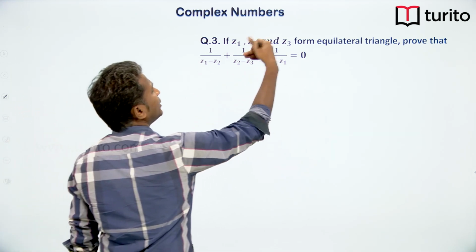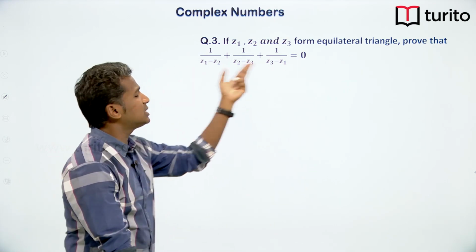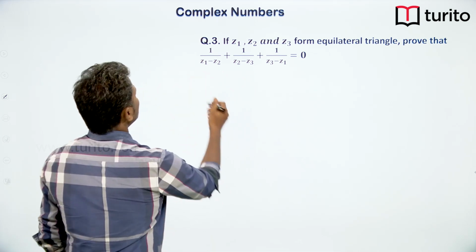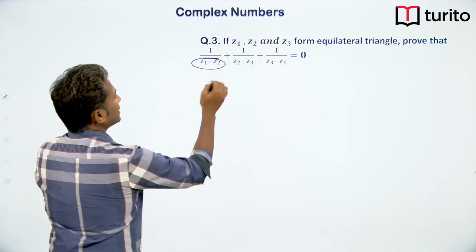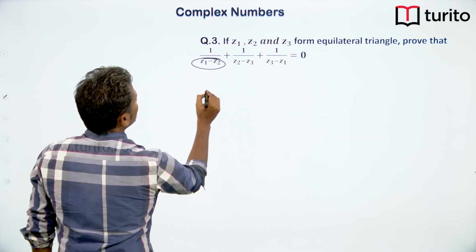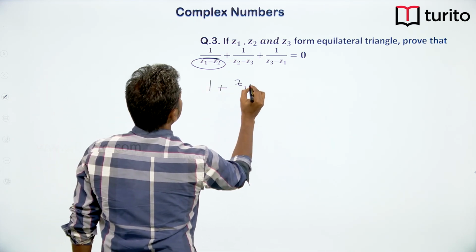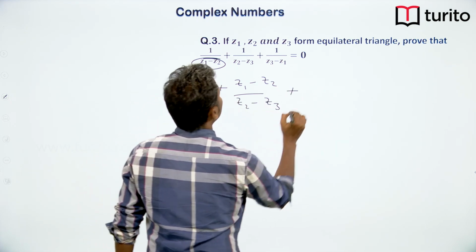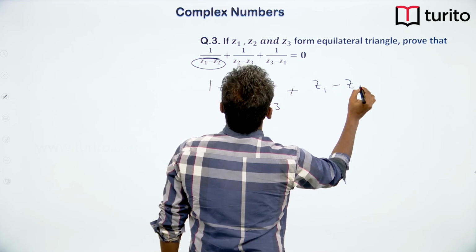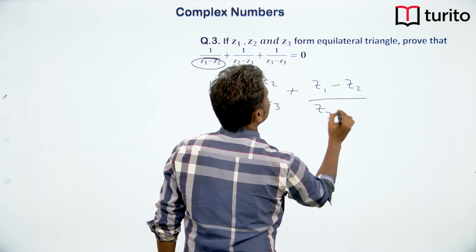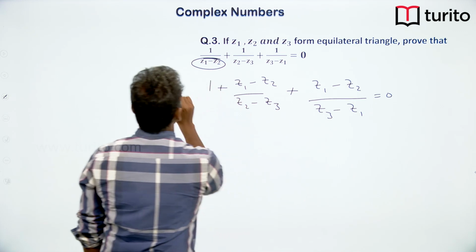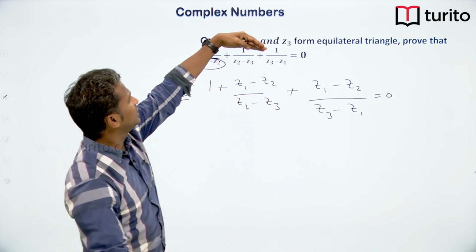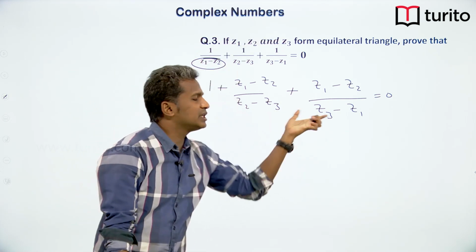Before we proceed, we have to convert these terms into the rotation form. How do we convert these into the rotation form? Let us say I take this first factor common, then I will get something like 1 plus z1 minus z2 by z2 minus z3 plus z1 minus z2 by z3 minus z1. We have to prove this. TPT, this means to prove that. To prove the above statement is the same as to prove this statement.